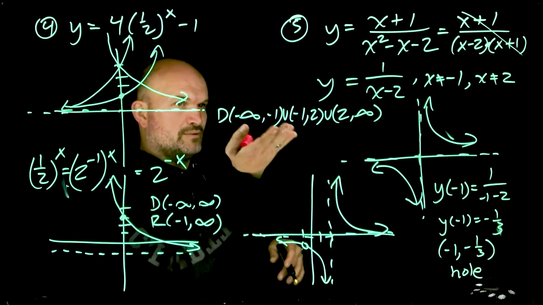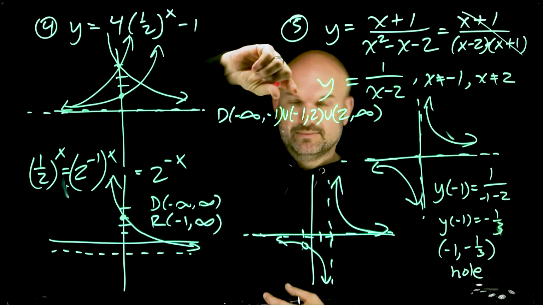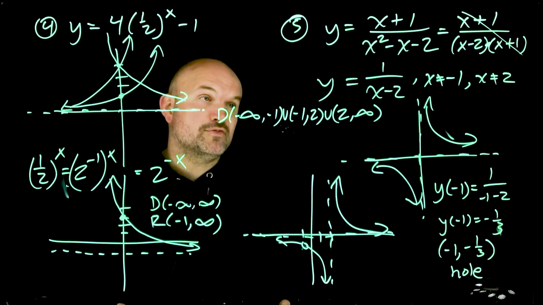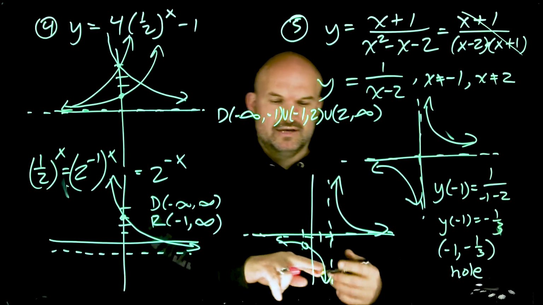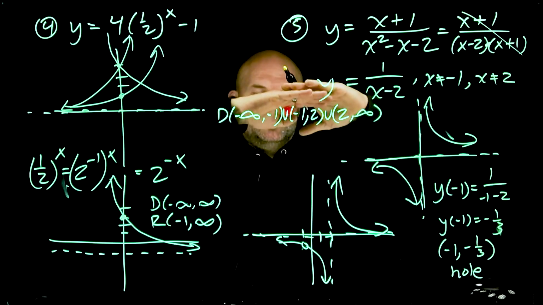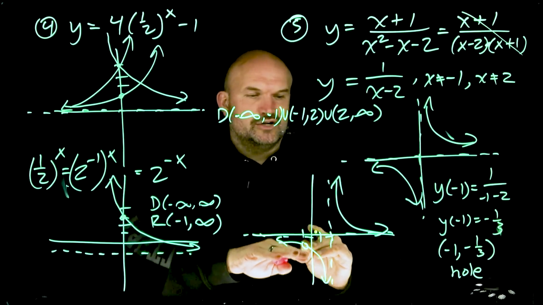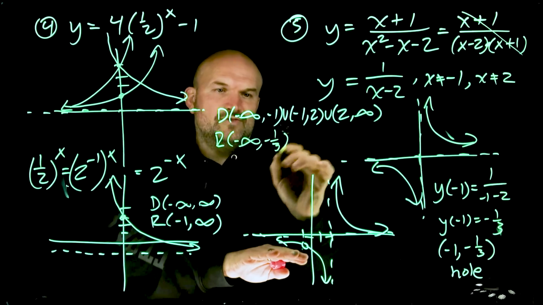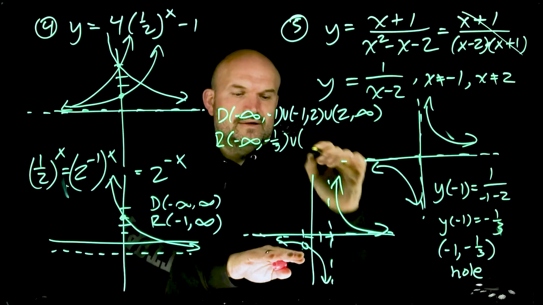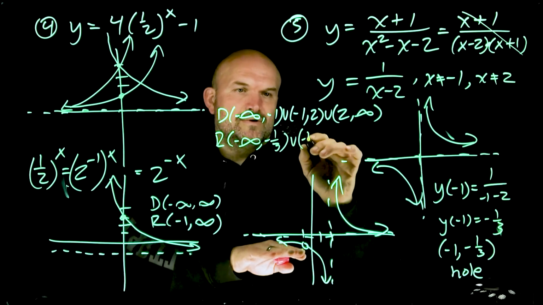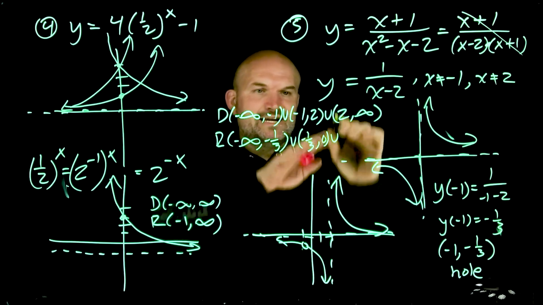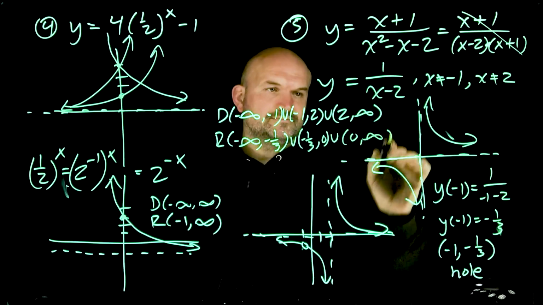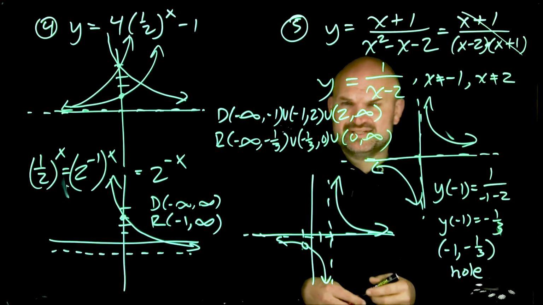So we know -1 was not included in the domain. That's why I use the parentheses. But also, -1/3 is not going to be included in the range. So if we're going from down to up, -infinity is going to go to -1/3. So my range is going to be from -infinity to -1/3, union -1/3 to 0, and then connect that with 0 to infinity.